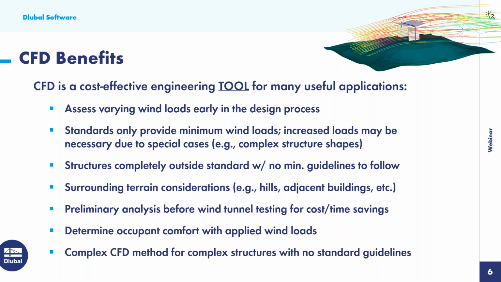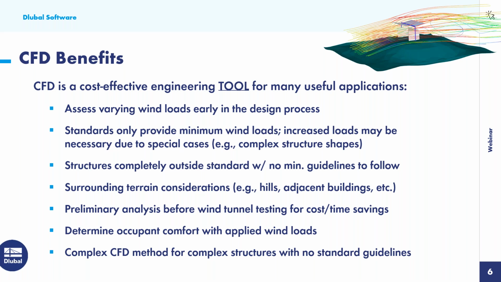Now, standards only provide minimum wind loads. It could be the scenario that we actually need to apply higher loads than the minimum wind loads specified by the standards due to special cases. So for very complex structure shapes, for example. CFD should really be applied for structures that completely fall outside the standard with no minimum guidelines to follow. There are certainly many structures that are not addressed directly within the ASCE 7, for example. So we see how a program like RWIND could be useful.